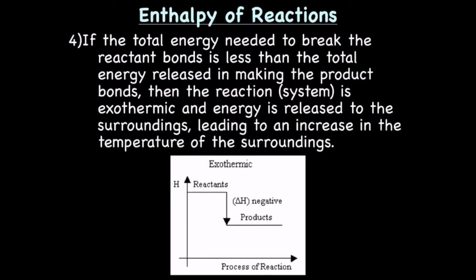If the energy needed to break the reactant bonds is less than the total energy released in making the product bonds, then the reaction system is exothermic and energy is released into the surroundings, leading to an increase in temperature of the surroundings. So in this case, reactants start at a higher energy level compared to the energy of the products. And this is because we are losing energy.